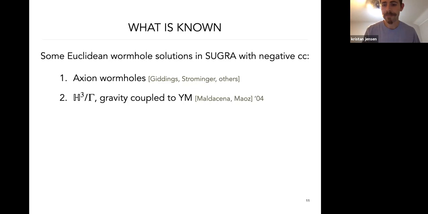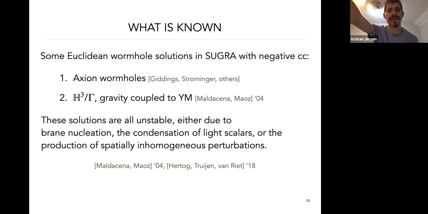And I don't know if it's well appreciated now that people are looking back at these things again, that these configurations are always unstable for one reason or another. Sometimes it's due to brane nucleation instabilities, as is the case for these quotients of hyperbolic space studied by Maldacena and Maoz. It can also be the case that light scalars condense, as happens in some of these examples of gravity-coupled Yang-Mills. Or for the axion wormholes, they are pretty much universally unstable to the production of spatially inhomogeneous perturbations, a fact that was recently uncovered in a paper of Hertog, Trigiante, and Van Riet just a couple of years ago.